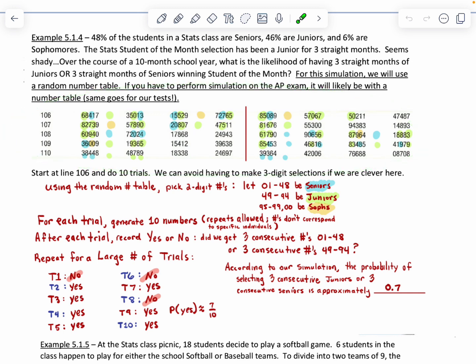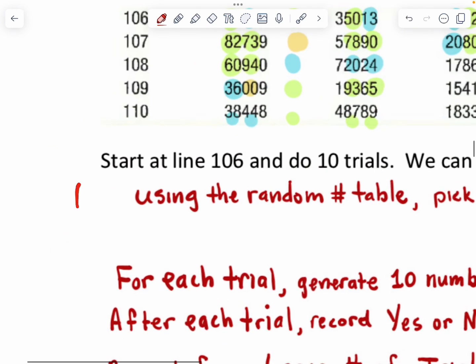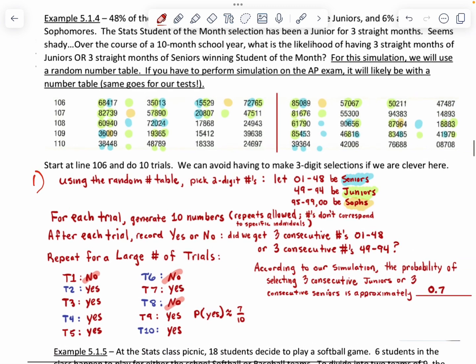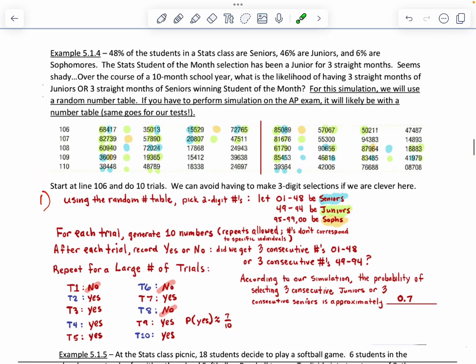That's how these are going to look. And they're going to tell you where to start and how many trials to do. Okay, so step 1, the first thing I am going to do is set up my model. What that means is what numbers are we going to use? And what are they going to stand for?